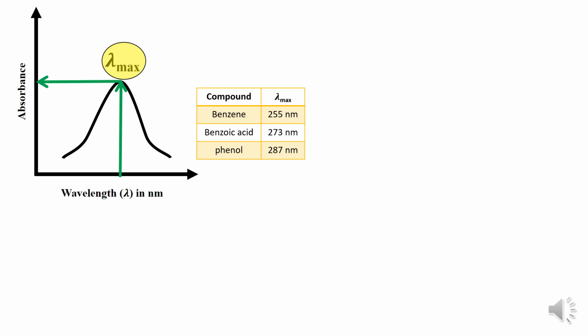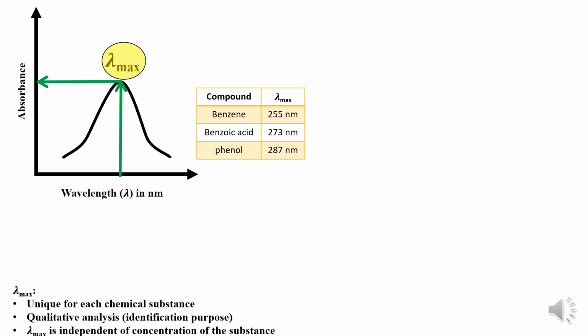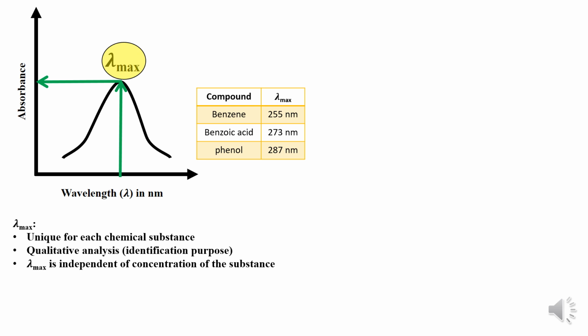And therefore, the lambda max parameter can be employed for the identification of the given compound. So qualitative analysis can be carried out using this parameter, that is lambda max. So lambda max is unique for each chemical substance, and therefore this parameter can be employed for carrying out qualitative analysis or identification of the given compound. Another unique feature of lambda max is that this parameter is independent of concentration of the substance.